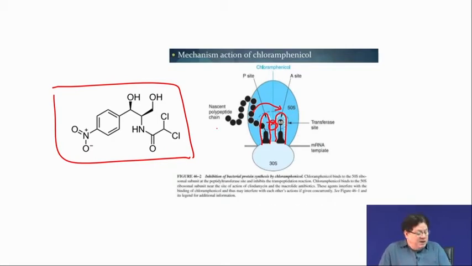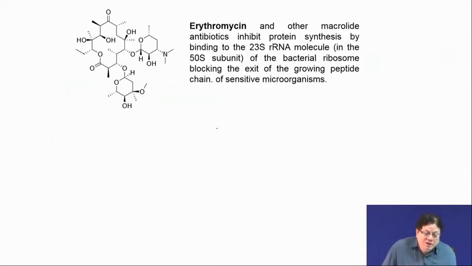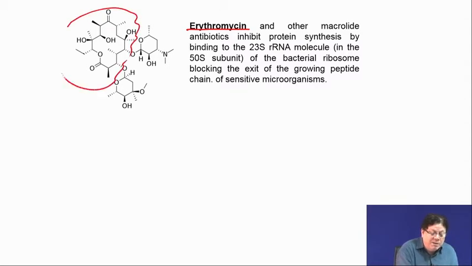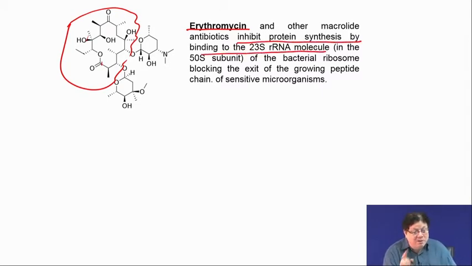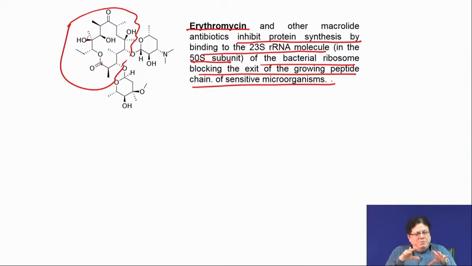Okay. So, these are some of the other important antibiotics that I thought you should know. Another is erythromycin. These are called macrolide antibiotics, because they have a big macrocycle. How do they work? They also inhibit protein synthesis by binding to the 23S rRNA. So, they bind to the ribosomal RNA in the 50S subunit of the bacterial ribosome, blocking the exit of the growing peptide chain. So, they are very similar.